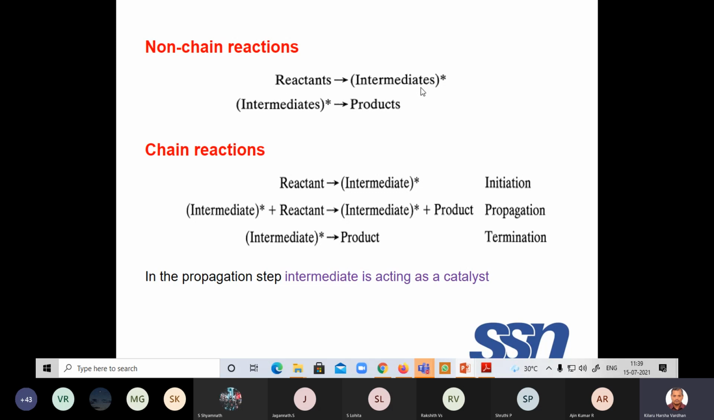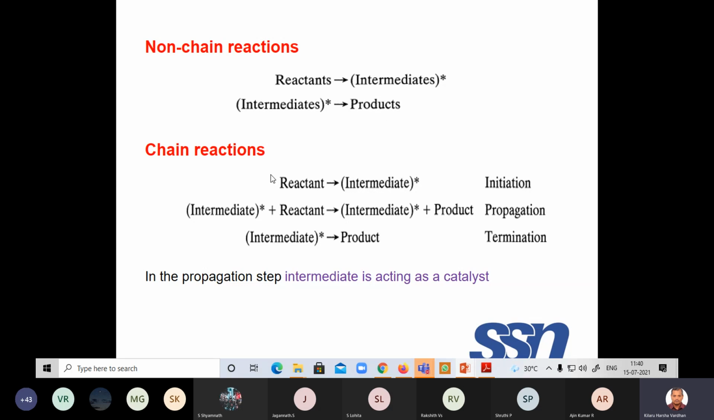Reactants are giving you intermediates. Those intermediates are giving you products. So this kind of reaction mechanism is called a non-chain reaction mechanism. So the reactant is giving you some highly unstable intermediates, and those intermediates react to give you products.